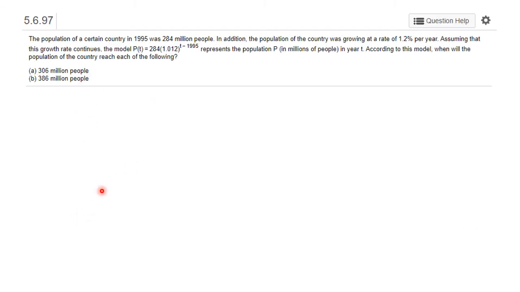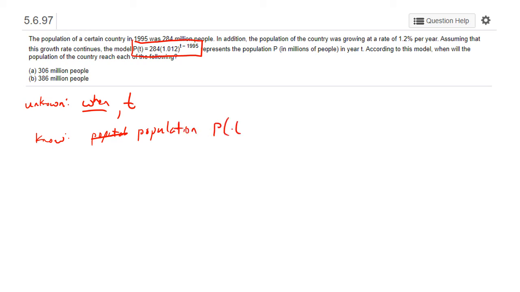Okay, the population of a country in 1995 was 284 million people. In addition, it was growing at a rate of 1.2% per year. Assuming that continues, we are given this function here to represent the population in year t. When will the population reach 306 million people? So the unknown is when, in other words, t. However, what we know is the population. In other words, we know p of t.